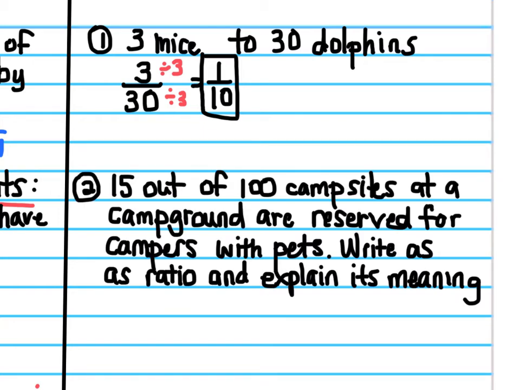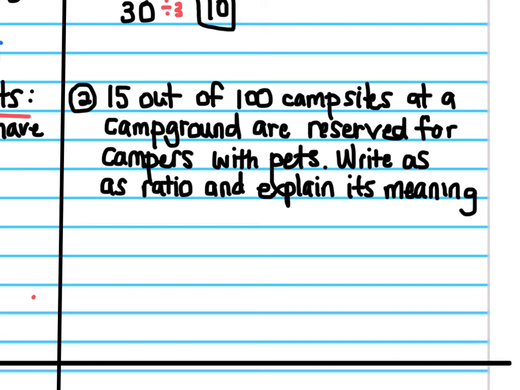Now let's take a look at example 2 that says 15 out of 100 campsites at a campground are reserved for campers with pets. Write as a ratio and explain its meaning. Now keep in mind that when it says to write it as a ratio, they want it in simplest form. So please pause the video so you can finish copying this problem down, and when you're ready to continue, press play. Please pause now.